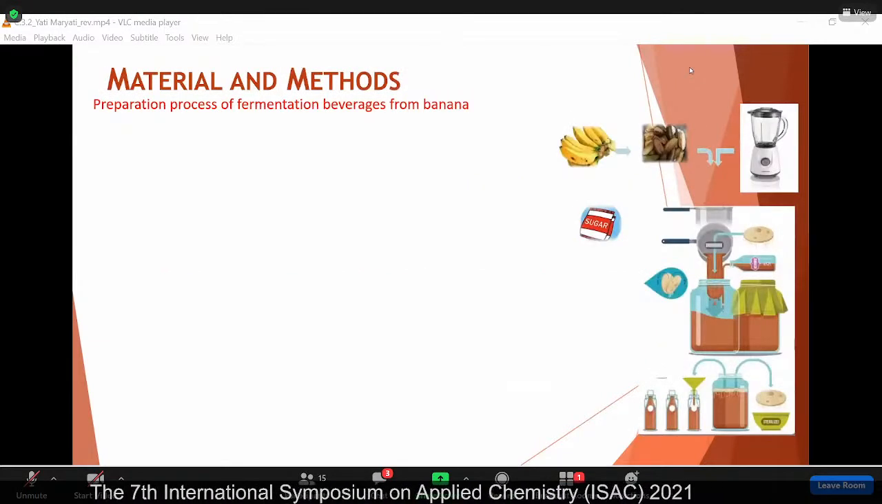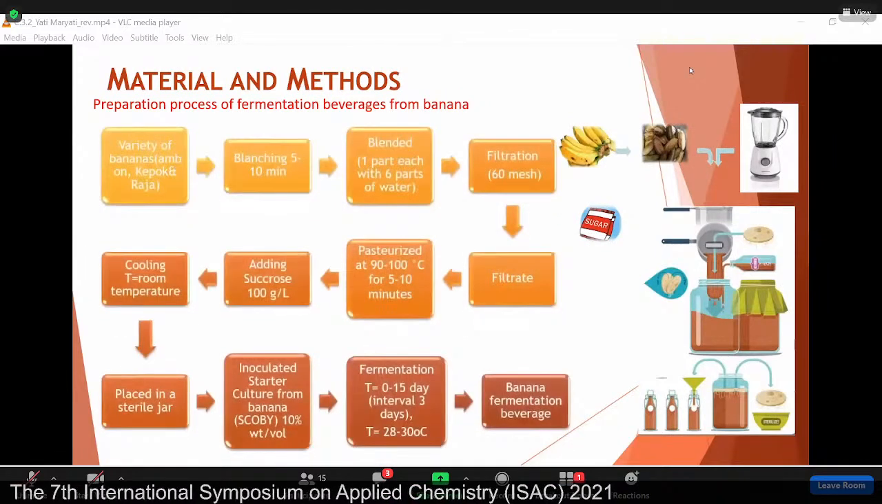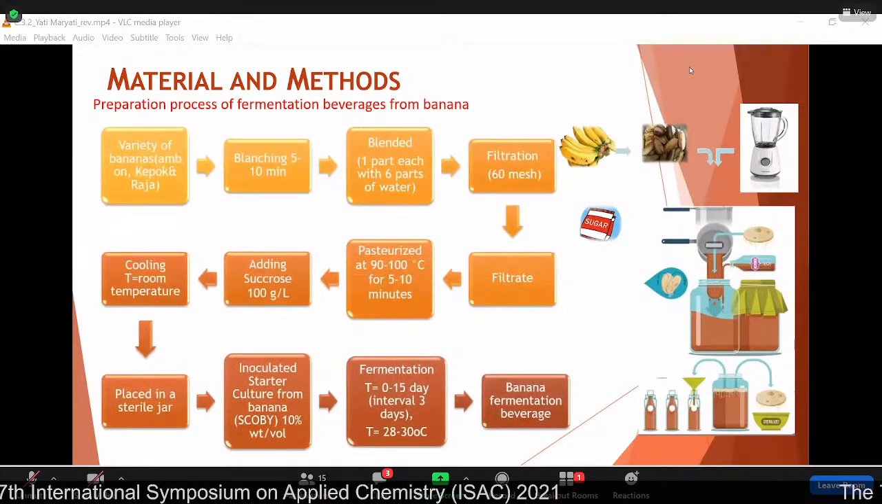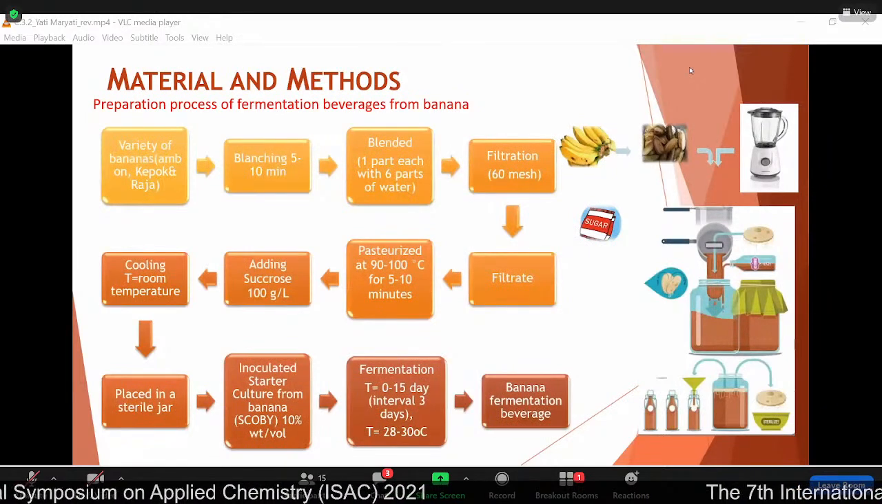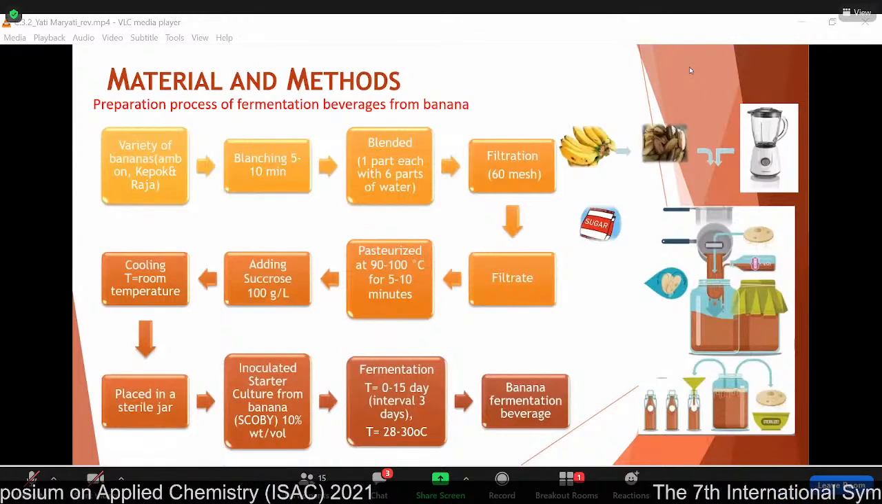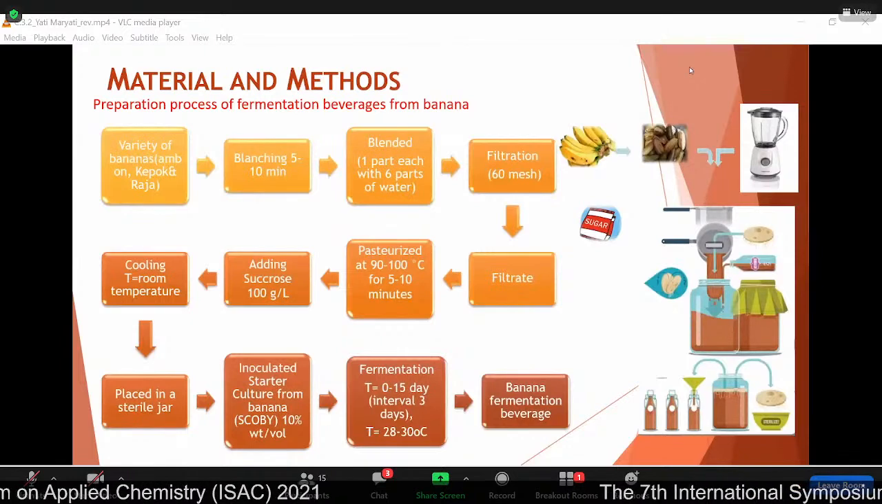This is the material and method for the preparation process of fermentation beverage from banana. In our study, we use a variety of bananas, specifically Ambon, Kepok, or Raja bananas. The process started by sorting and peeling the skin, then blanching, and then preparing at a certain ratio of 1 part banana and 6 parts water.